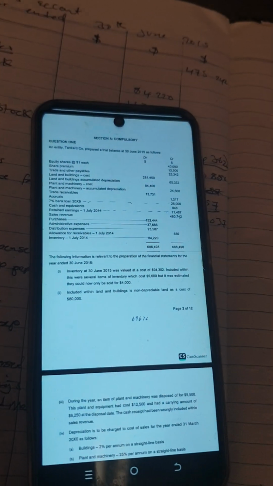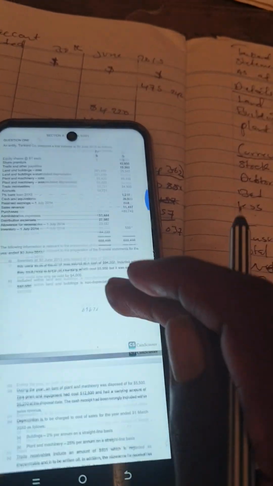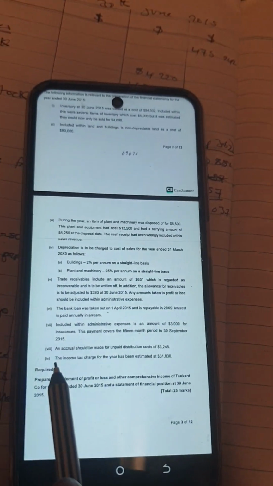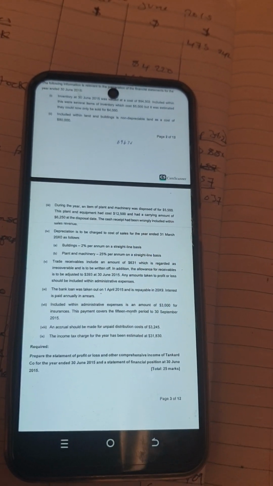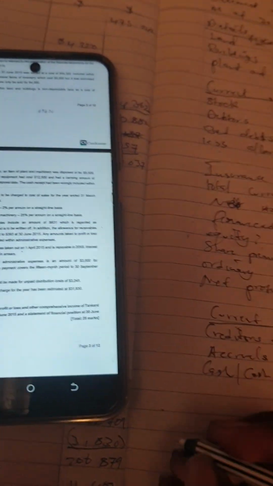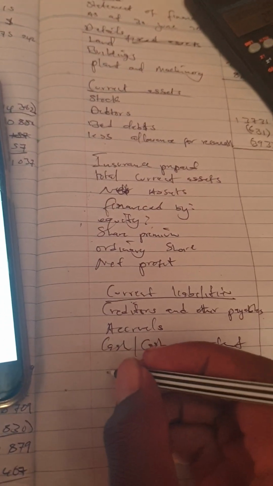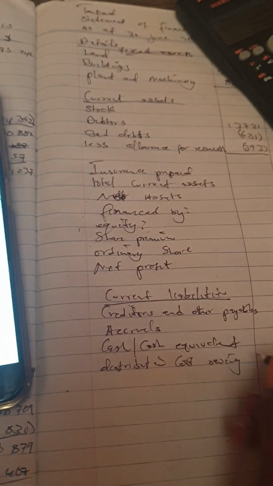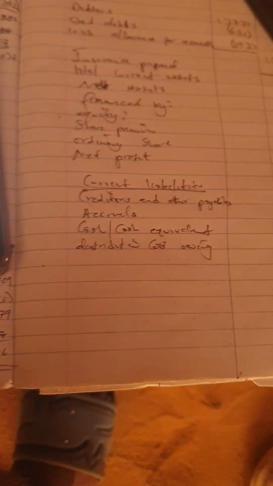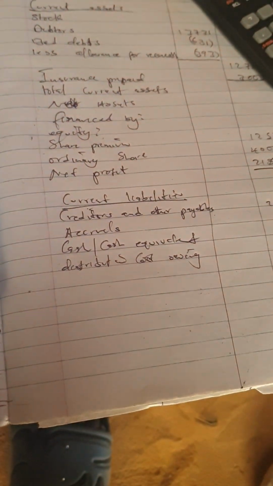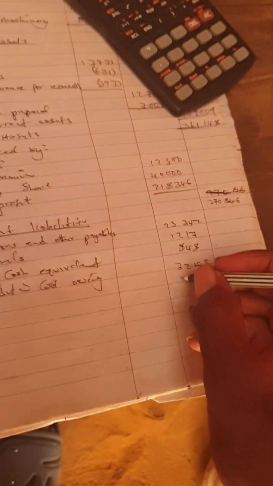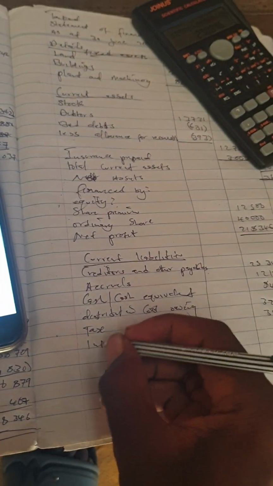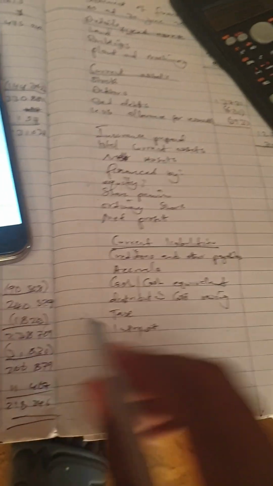Then let's not forget there was a distribution cost which was accrued. This one, adjustment 8, says an accrual should be made for unpaid distribution costs. So that is an accrual or distribution cost owing, which still means the same thing, worth 3,245. Then let's not forget interest and tax. Tax was 31,830 and interest was 1,820.